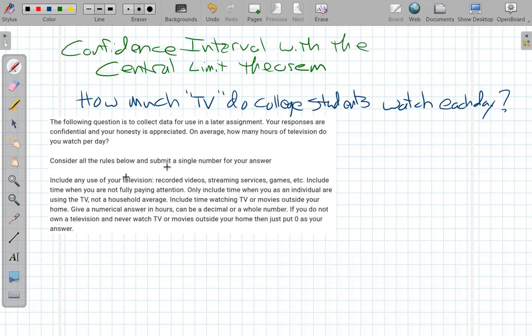And this is recreational screen time. In the days of COVID, we watch more instructional videos than we might have before. And so these are the rules. And I get a variety of answers.